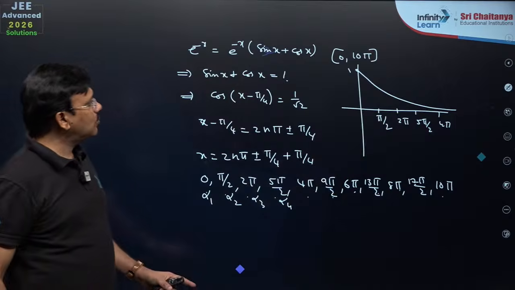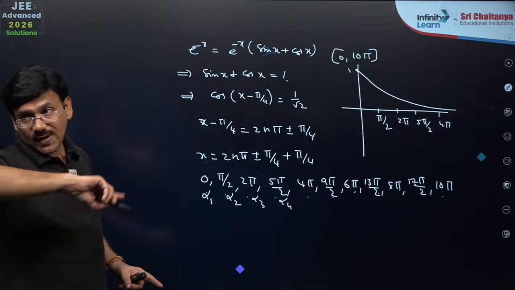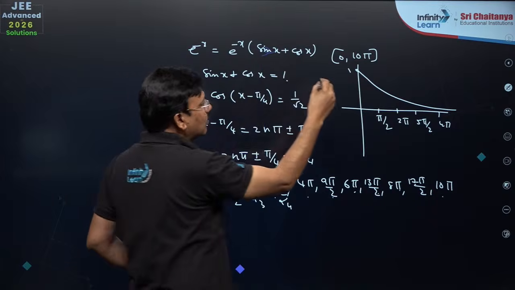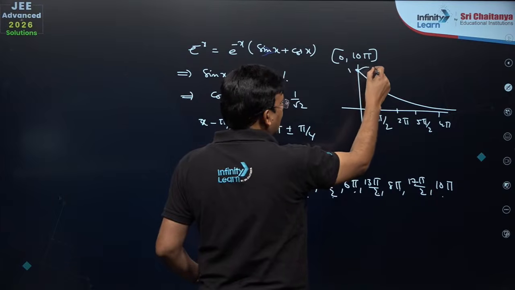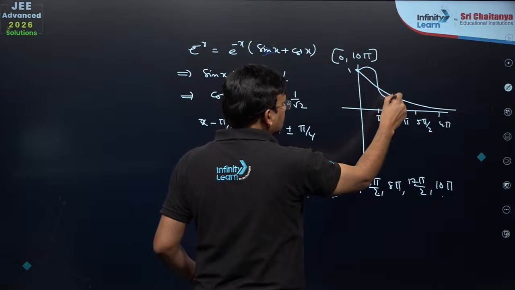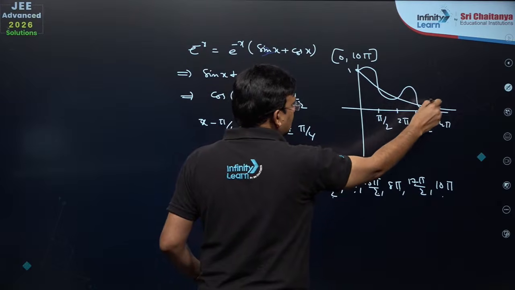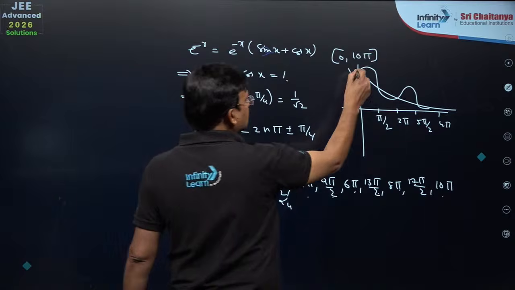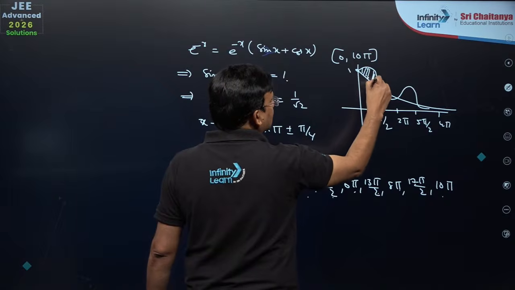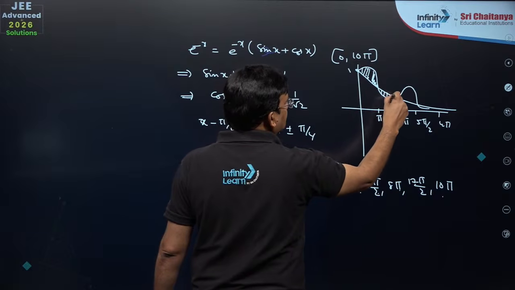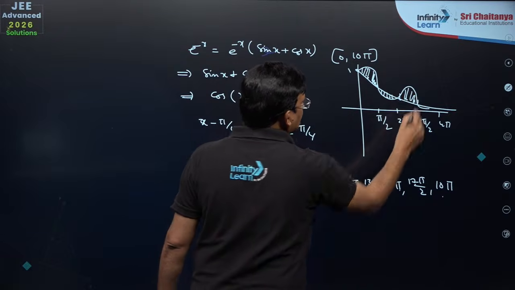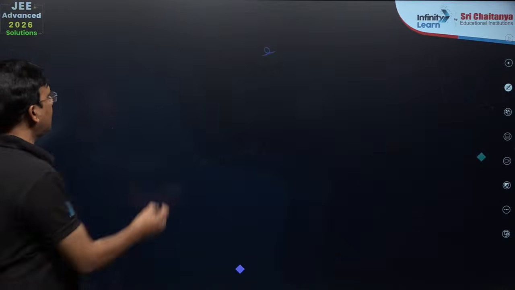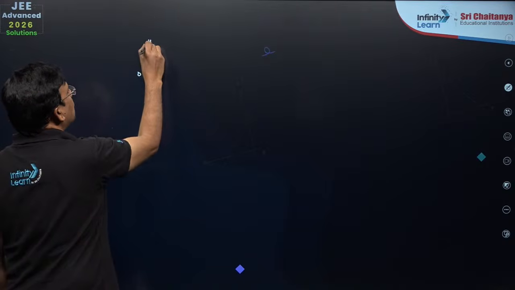You see, from 0 to pi by 2, sin x plus cos x value will be more than 1. So e power minus x into more than 1 means it will be above and it cuts here, then comes down, cuts here, goes like this. So he is asking us to find the area enclosed between these two curves. So this we can find by taking integral 0 to pi by 2.